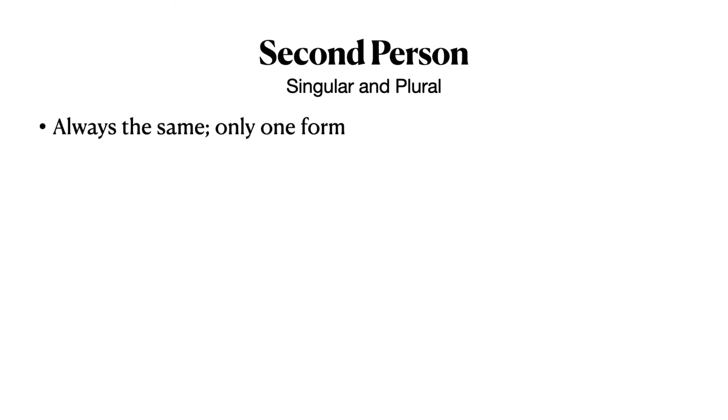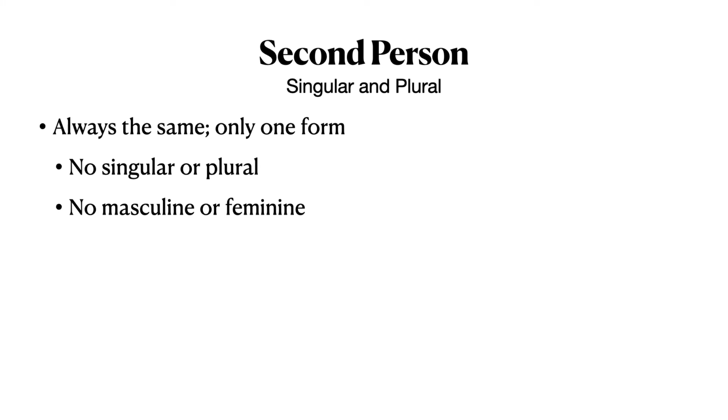The second person is the easiest. It's always the same, and there's only one form. So there is no singular and no plural, no masculine, no feminine, no formal, no informal.